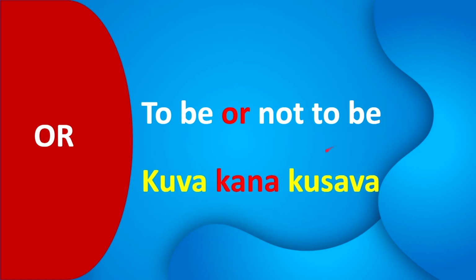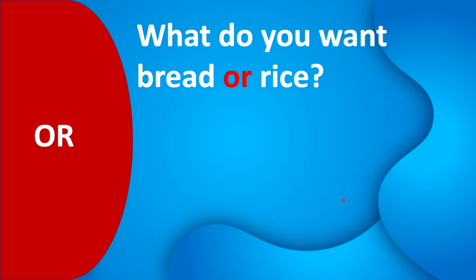Another example: to be or not to be. In Shona, this becomes kuva kana kusava. To be, it's kuva. Or kana. Not to be, kusava. Okay.